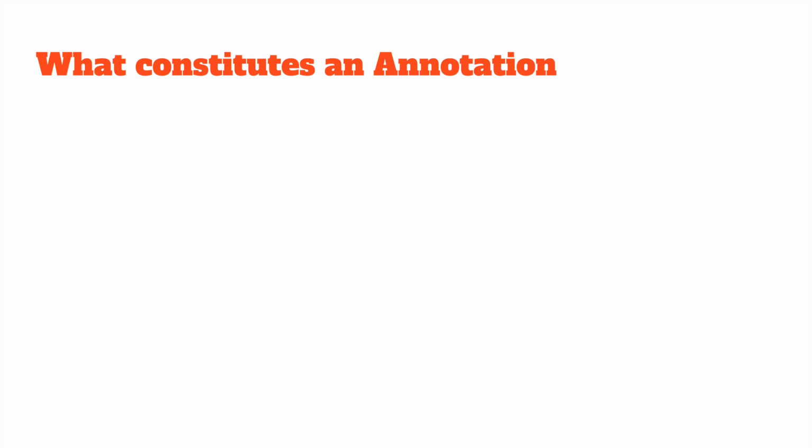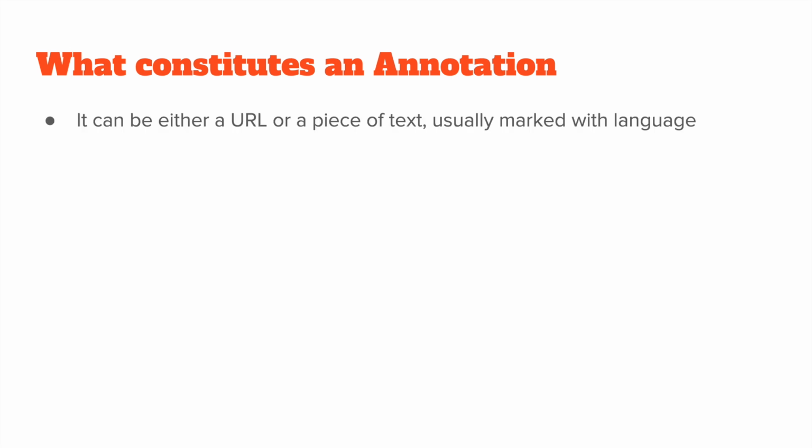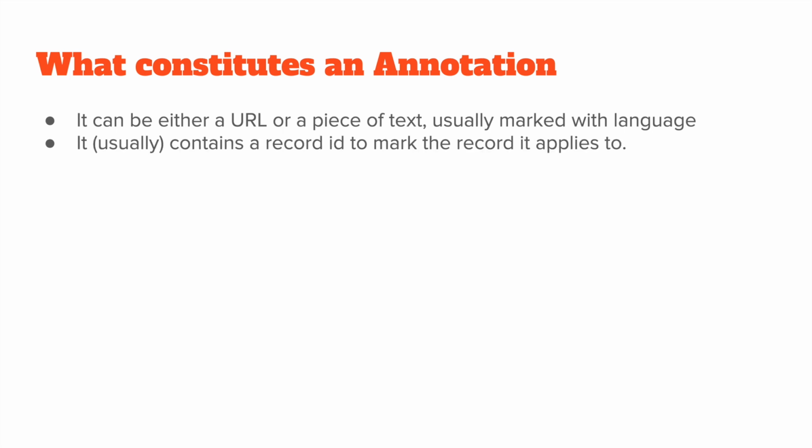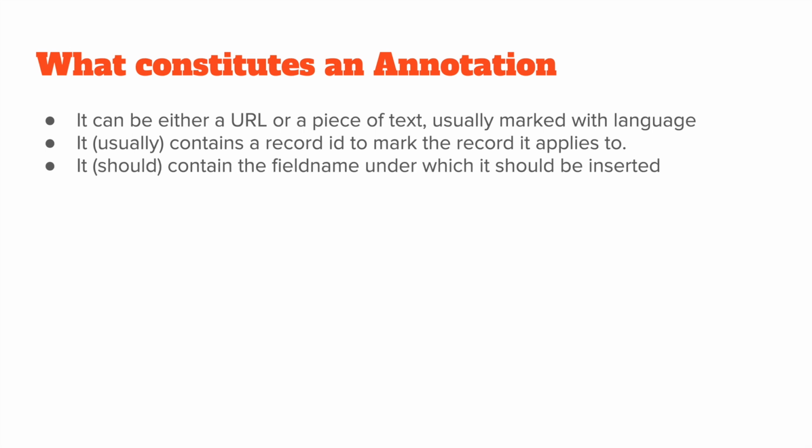An annotation contains different kinds of information. The most important part is the URL or the text that you want to add to the record. If you just add literal text, it typically is useful to mark it with the language. Most of the time as well, it is necessary to provide the record ID with the information so that the system knows where this information belongs to. But in extreme cases, it could be possible not to provide the record ID. For example, if you provide translations, where the actual information that you need to apply the translation is the original text.